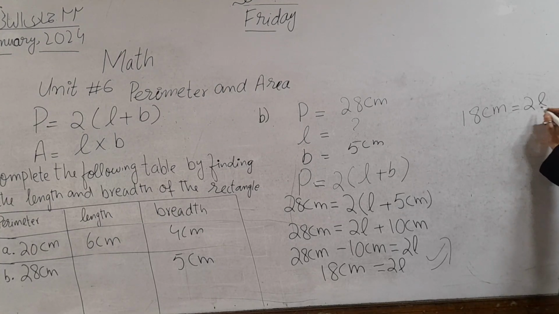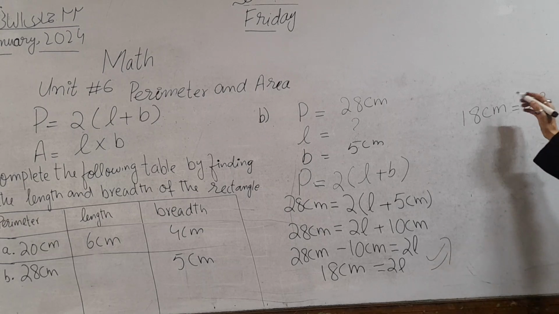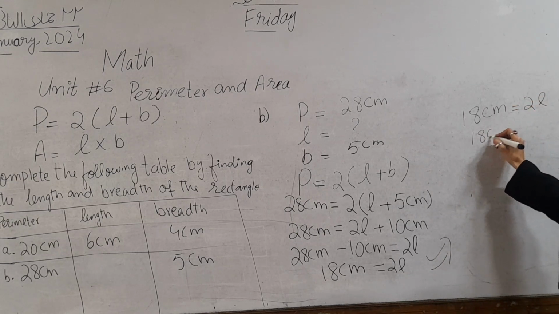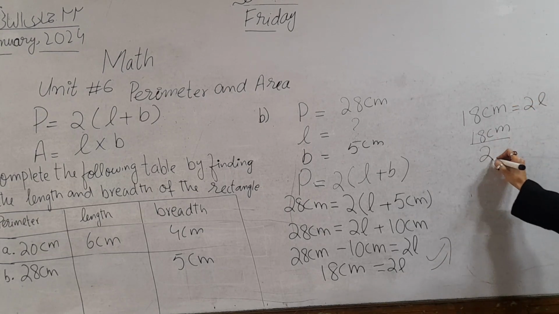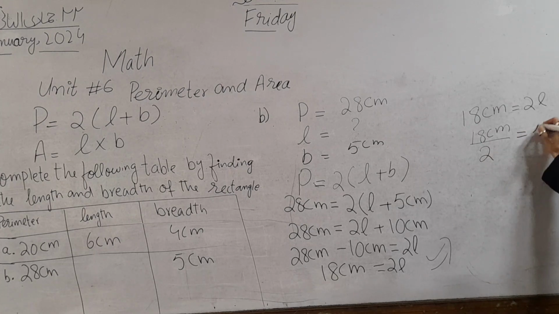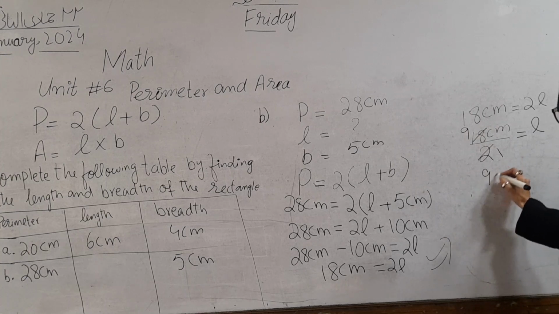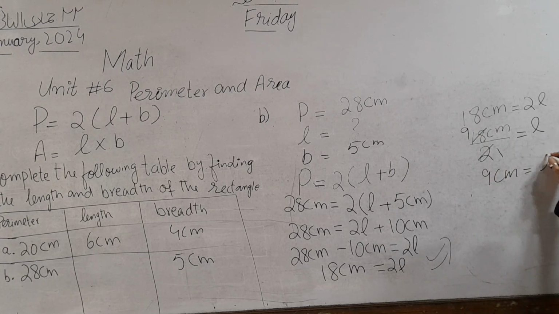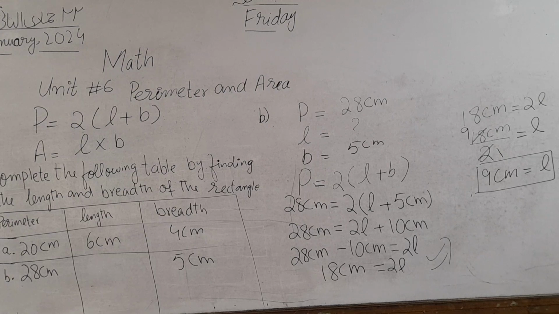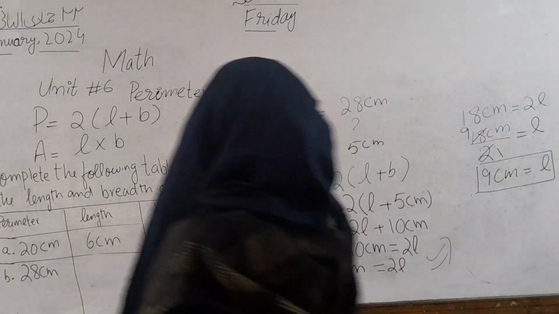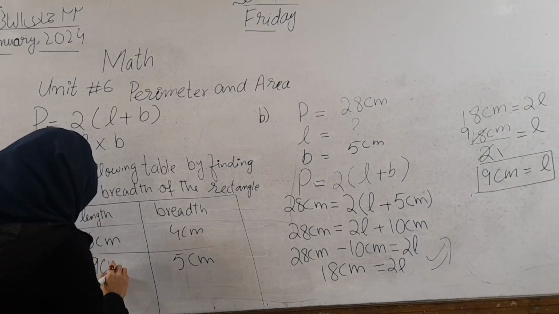Here 2 is being multiplied with L. When it goes to the opposite side of the equal sign, we'll divide. 18 divided by 2 is equal to L. 2 ones are 2 and 2 9s are 18, so 9 centimeter is equal to L. So the length is 9 centimeter. When you have perimeter 28 centimeter and breadth 5 centimeter, then length is 9 centimeter.